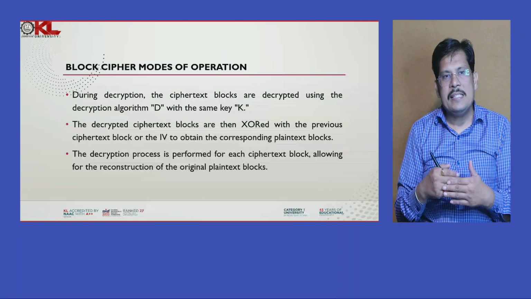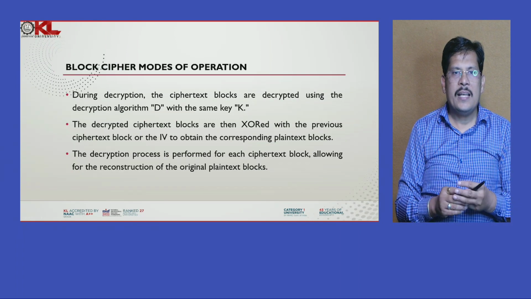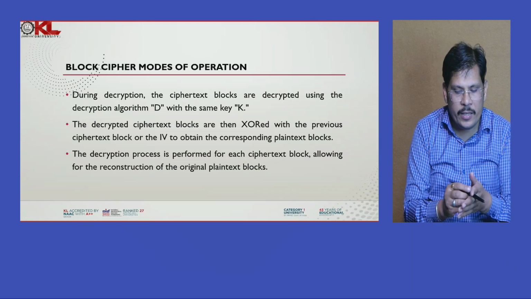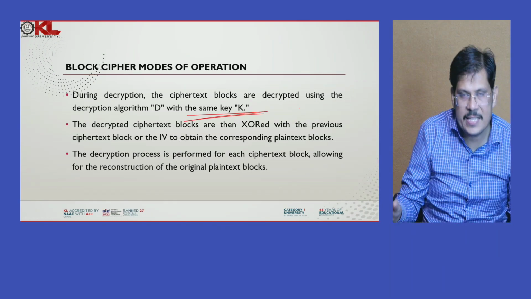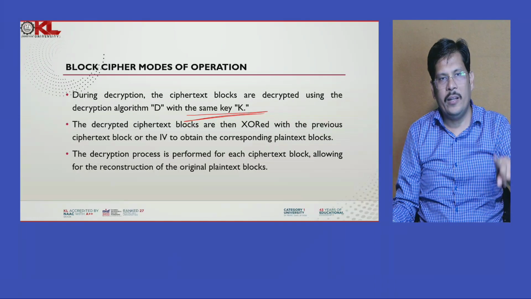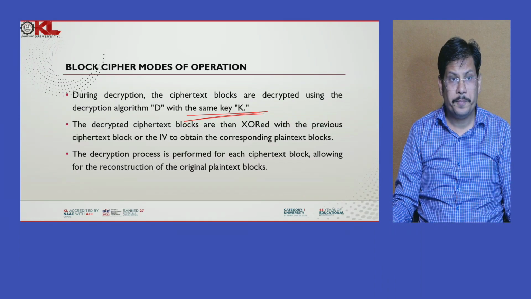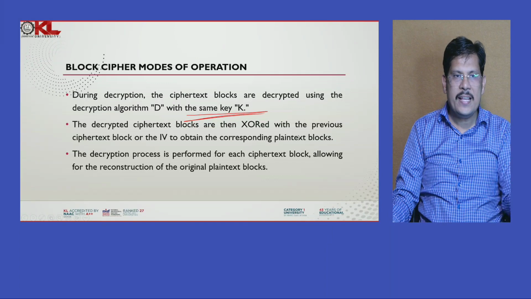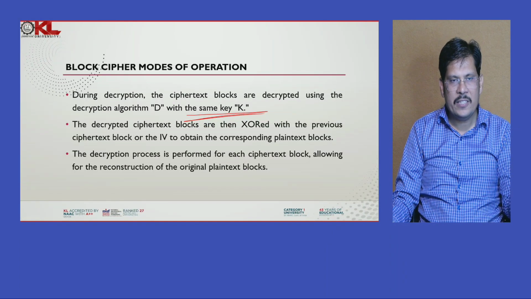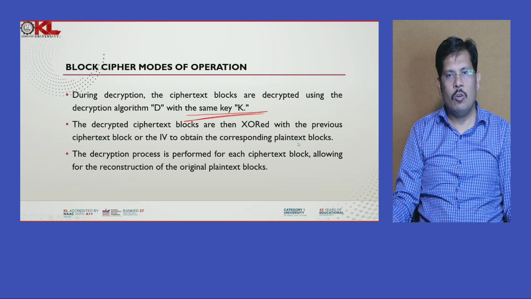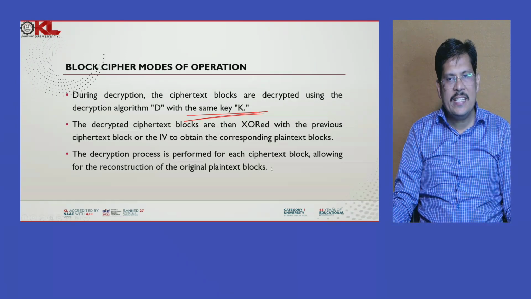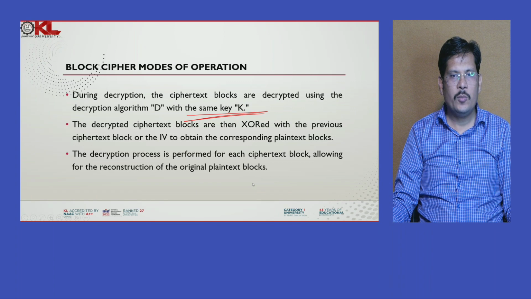Now we are coming to the decryption. During decryption, the ciphertext blocks are decrypted using the decryption algorithm D with the same key K. K is the key which we use to decrypt the data which has already been encrypted. The decrypted ciphertext blocks are then XORed with the previous ciphertext block or the IV, the initialization vector, to obtain the corresponding plain text block. The decryption process is performed for each ciphertext block, allowing reconstruction of the original plain text.